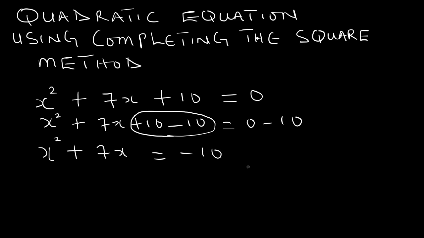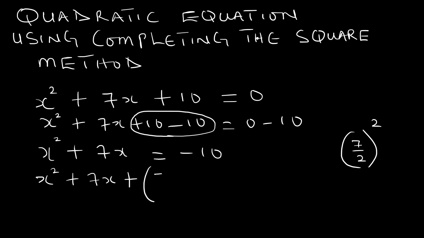The next step, we will look for the coefficient of x. In this case, it is 7. Now, we'll take 7 and divide it by 2. So here we'll have 7 over 2, and then we'll square everything. We now have 7 over 2 all squared. This value, we are going to add to both sides of the equation. So we'll have s squared plus 7x plus 7 over 2 squared is equal to minus 10 plus.